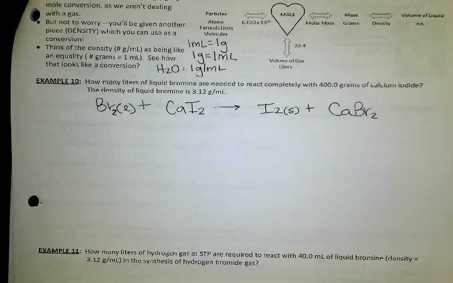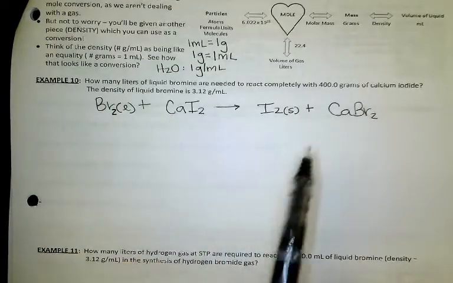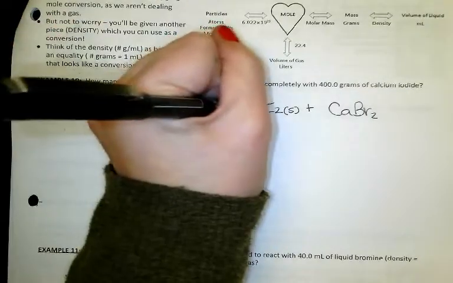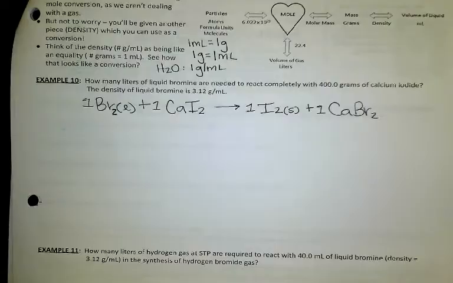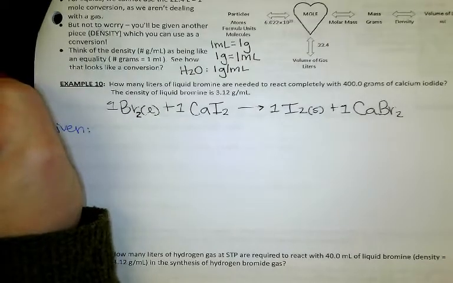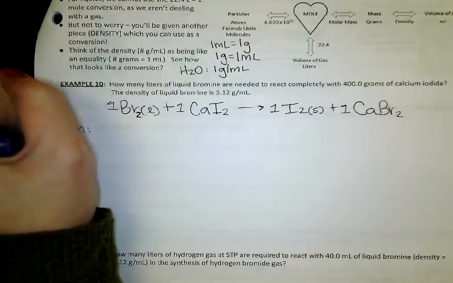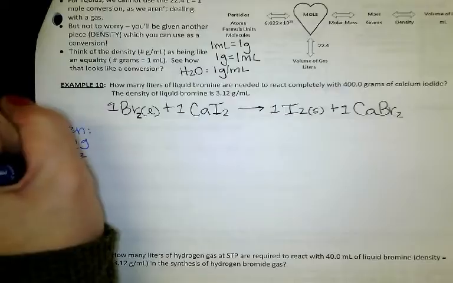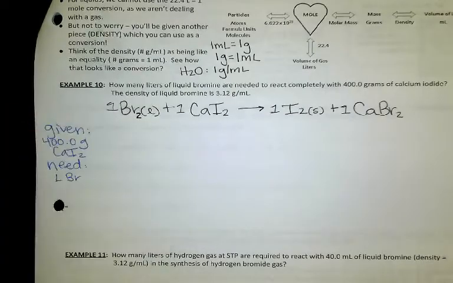So when we write these and try to balance, we actually see that we are going to have ones all in front, because we've got 2 bromines on both sides, 2 iodines on both sides, 2 calciums on both sides. Okay? So now we're going to do our conversion. Again, we are given 400 grams of calcium iodide, and we need liters of bromine. Okay, this is liquid bromine.